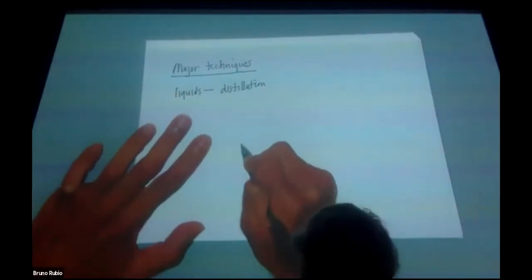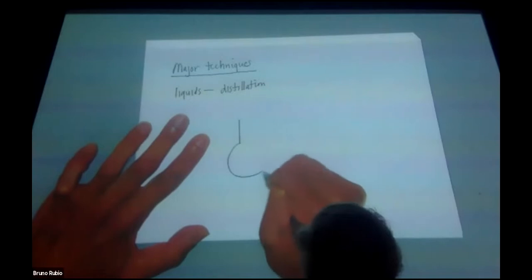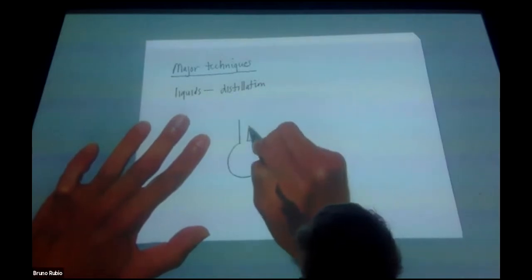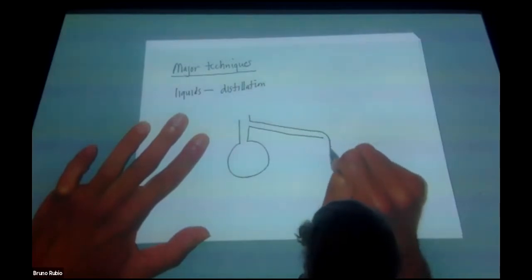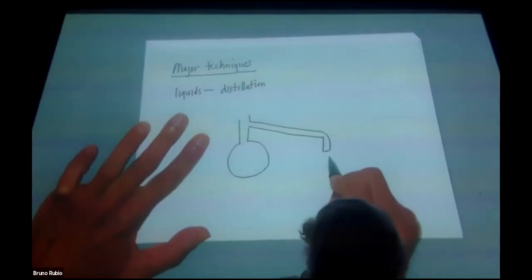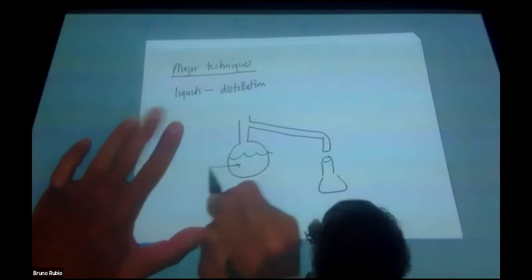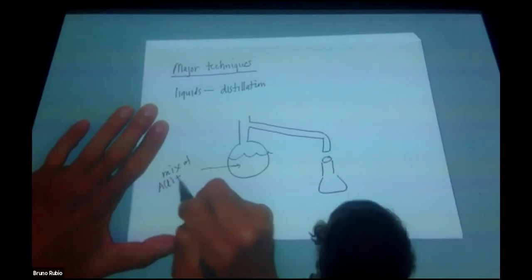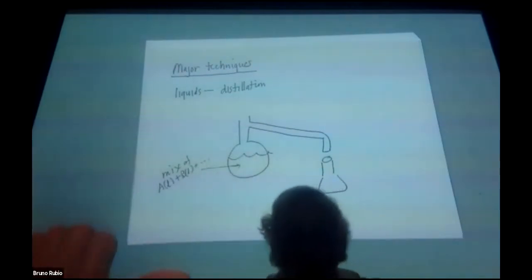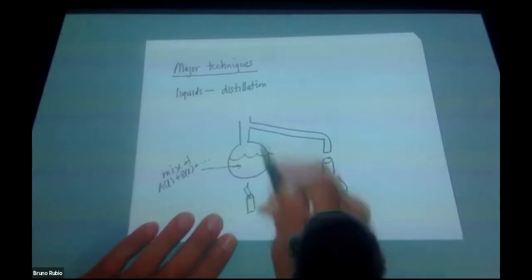So we can draw this little picture here. You have a flask, and then you have a receiver. And this receiver is going down into another flask down here. And in here you have a mixture of A, which is a liquid, and B, which is a liquid, and so on and so forth. And what we do here is we heat this mixture.